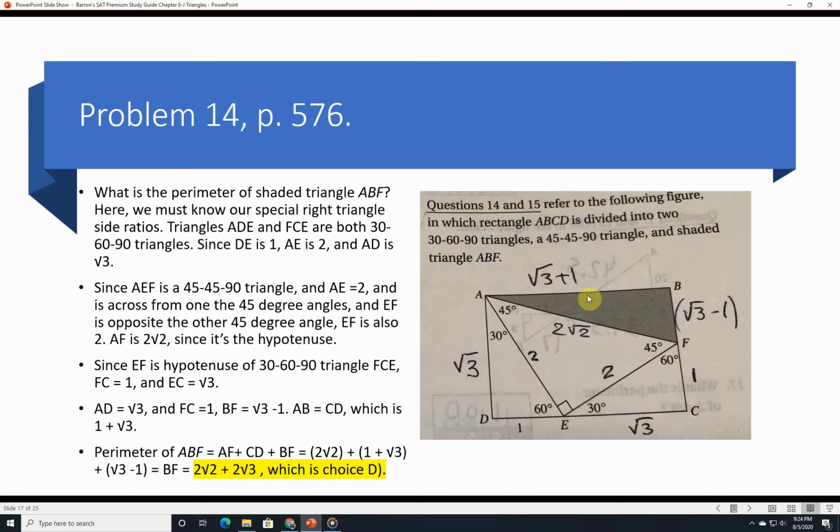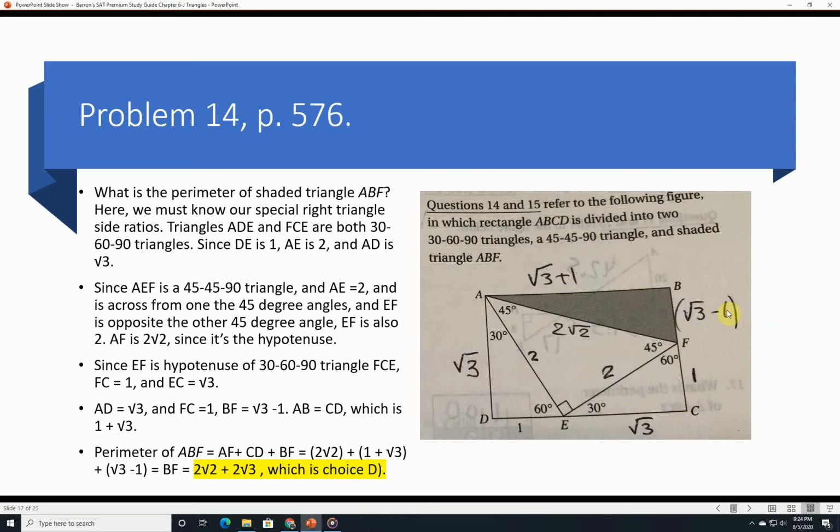And then since this is root 3 and BF is, well, we don't know what BF is, but we know FC is 1. Again, we know since this is root 3, BC has to be root 3. And to find BF, all you have to do is subtract the length of FC from BC. So it's going to be root 3 minus 1. So the perimeter is just going to be root 3 minus 1 plus root 3 plus 1.